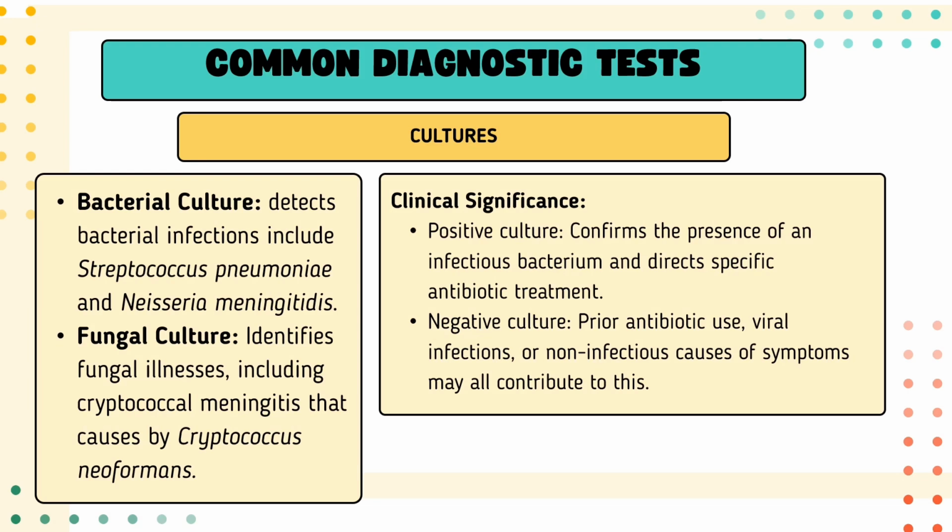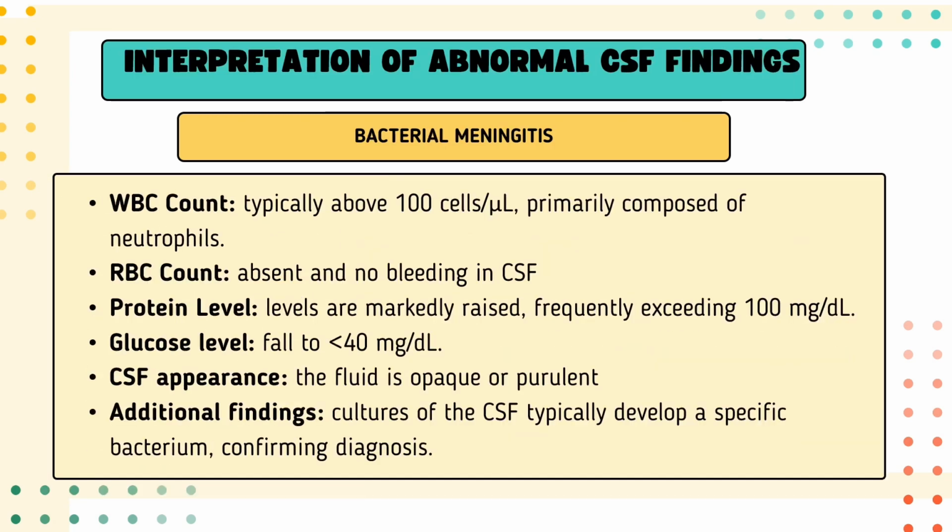treatment. For negative culture, prior antibiotic use, viral infections, or non-infectious causes of symptoms may all contribute to this. For the interpretation of abnormal CSF findings, for bacterial meningitis, the WBC count, typically above 100 cells per microliter, primarily composed of neutrophils. This demonstrates a robust immunological response to a bacterial infection.